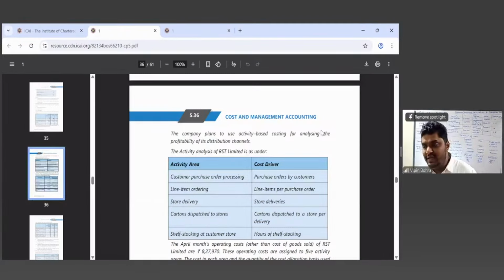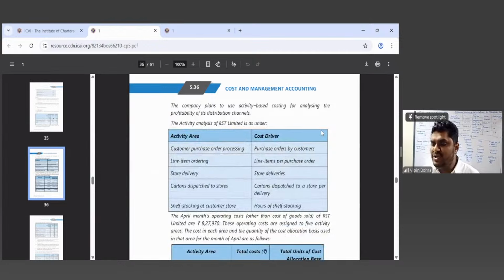Next is stores delivery, wherein it is to be absorbed on the basis of store deliveries. Cartons dispatched to stores. It is to be absorbed on the basis of cartons dispatched to a store per delivery. And the next is shelf stocking at customer store. So hours of shelf stocking. So the activity is given and the cost driver for that activity is given straight away. So now 2 figures are needed. First is the total amount and second is the unit. So let's proceed further.